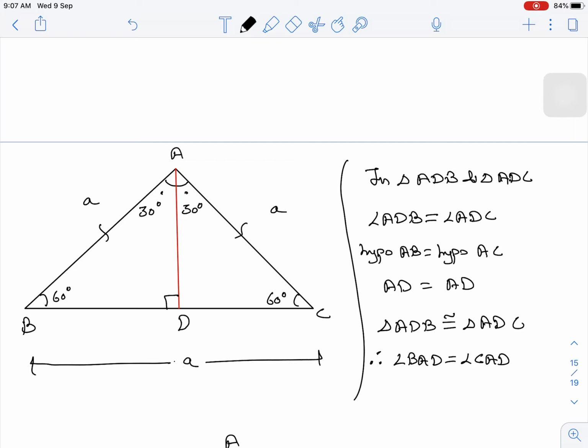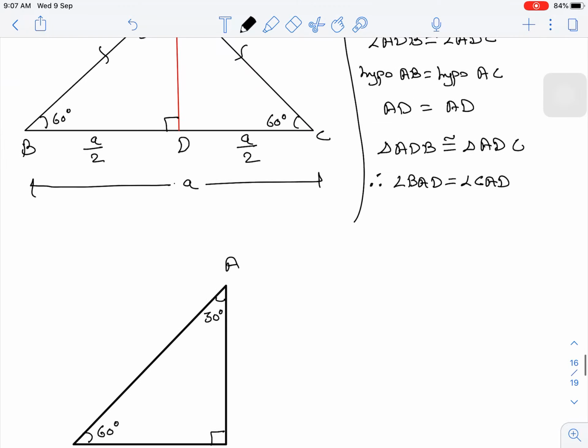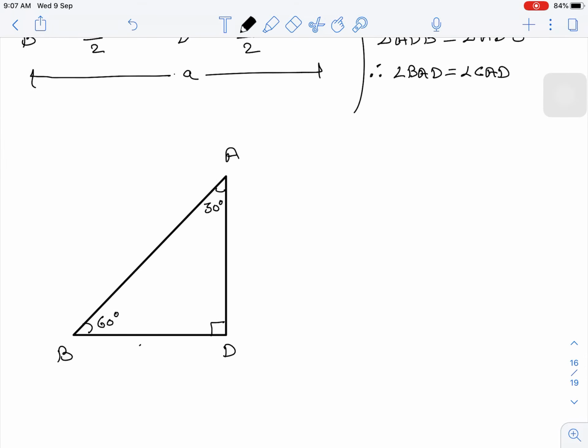Now if this full BC is a, because of this perpendicular, as we have proved these two triangles equal, BD will be equal to DC. So the value of BD will be half of a, that is a upon 2, and this will also be a upon 2. So we are going to consider the same values over here. Now we have this one as a upon 2 and this one as a.